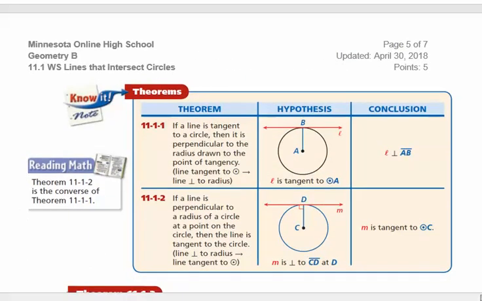All right, now we get some theorems. The first one says that if a line is tangent to a circle, then it is perpendicular to the radius drawn at the point of tangency. So right here, at that point of tangency, we would have a perpendicular radius and tangent line. If a line is perpendicular to a radius at a point on the circle, then the line is a tangent. So if you know that this is perpendicular, then you know that this is a tangent. So it works both ways. One is the converse of the other.